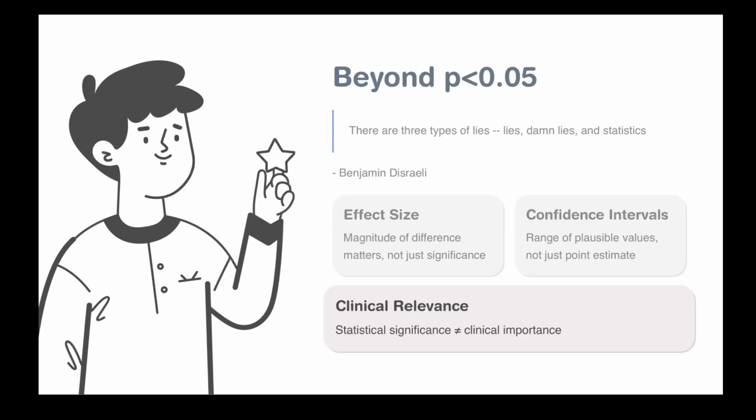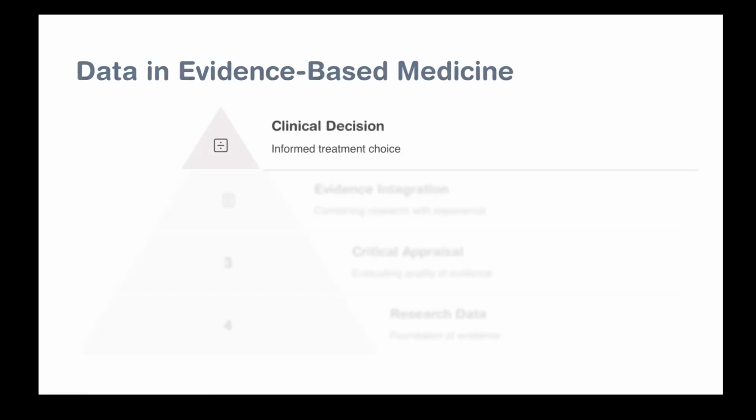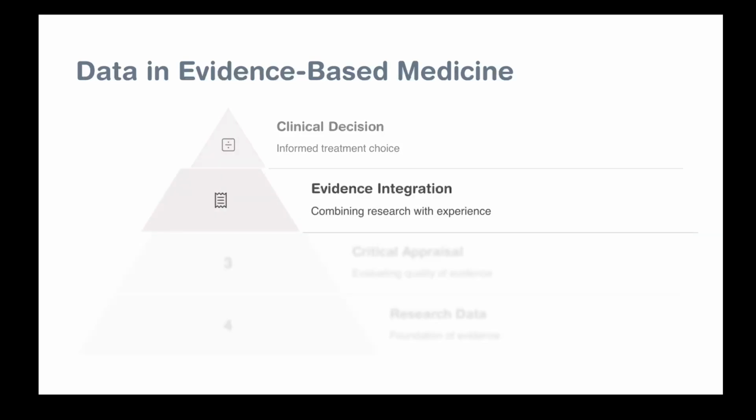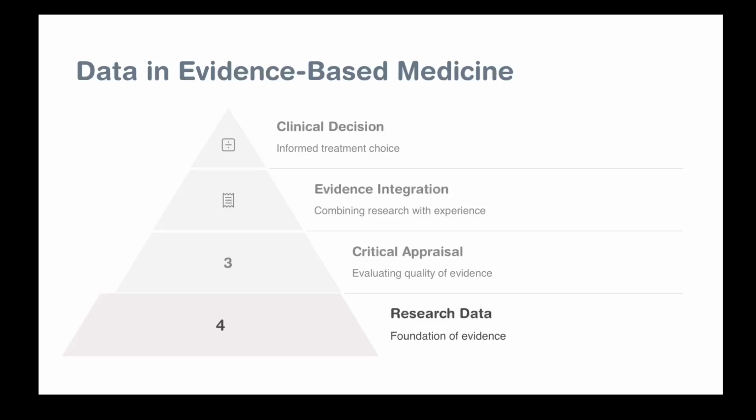So we need to consider that when we are interpreting the data. Data in evidence-based medicine will include clinical decision, informed treatment choice, evidence integration, combining research with experience, critical appraisal, evaluating quality of evidence, and research data, foundation of evidence. So these are the various things. One thing is foundation of evidence, then critical appraisal, evaluating quality, then evidence integration, combining research with experience, and informed treatment choice. We have different levels of evidence based on the studies.